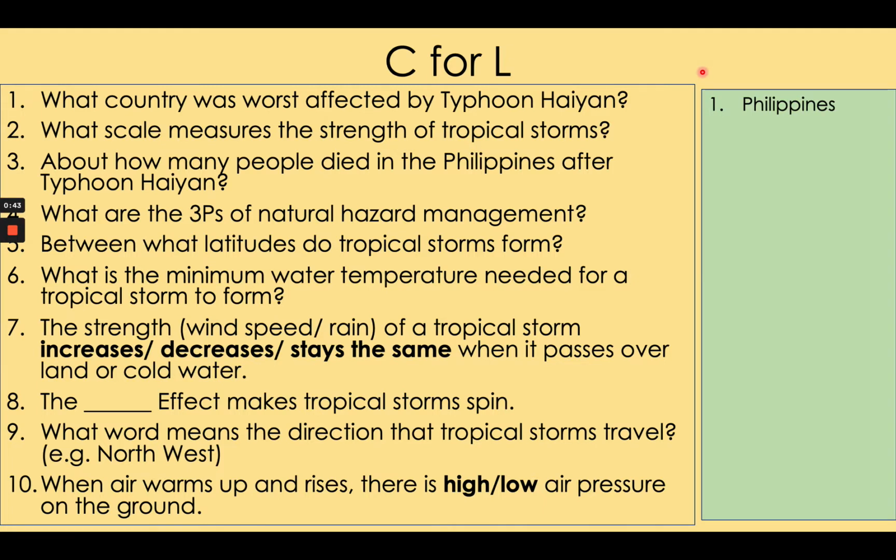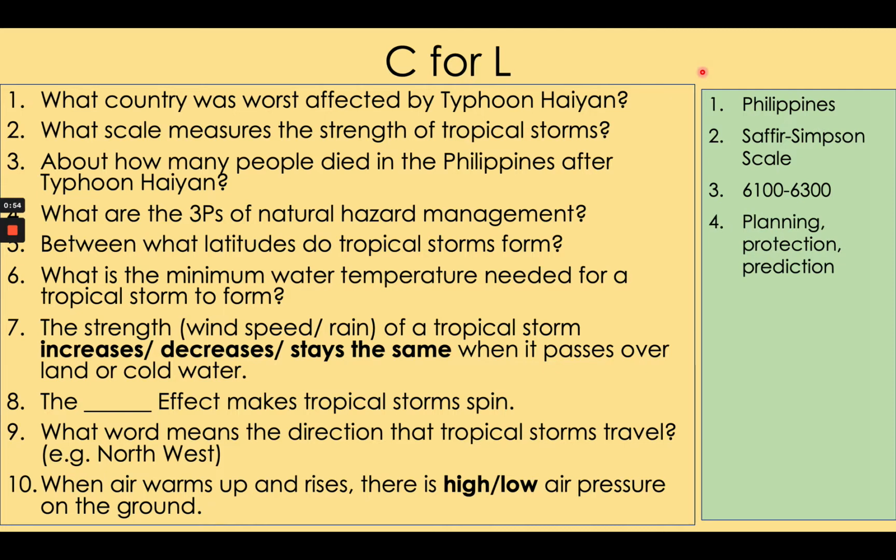Philippines. 2, Saffir-Simpson scale. 3, between 6,100 and 6,300, we're not entirely sure. 4, 5, between 15 and 5 degrees north and south of the equator. 6, 27 degrees, that's really important. 7, decreases, because there's no water to evaporate, which means clouds can't form, which means the pressure can't decrease, which means you can't have a tropical storm.